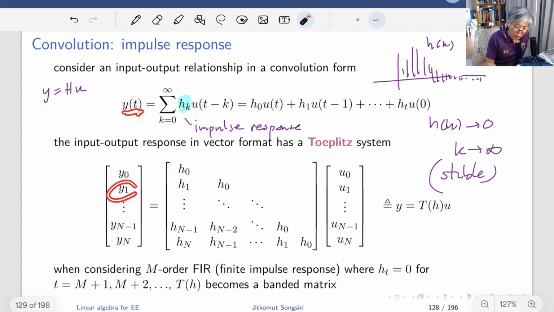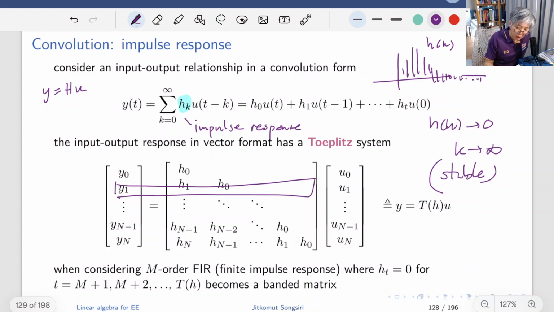Yt is going to be a function of ut all the way back to the past, but it cannot be a function of ut plus 1, ut plus 2. So y1 is going to be a function of u0 and u1 only. Yn minus 1 is going to be a function of u0 up to un minus 1. If you are at a particular time, yt is going to be a function of the current input and the old ones.